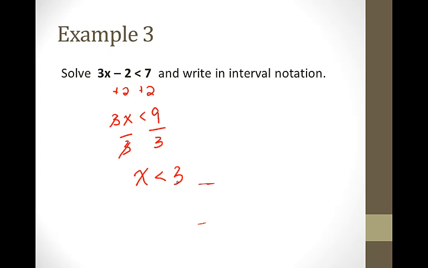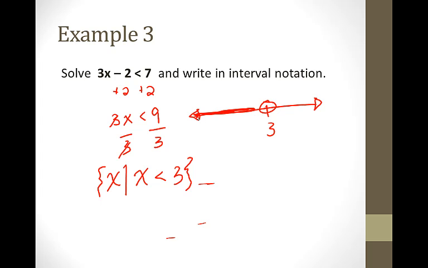So set builder notation, it didn't ask for this, but let's go ahead and practice a few of these. We just say all x's such that x is less than 3. It didn't ask for this, but I usually find it easier to go from the number line to interval notation than I do from set builder to interval notation. So we're 3, open circle, I'm going to shade to the left.